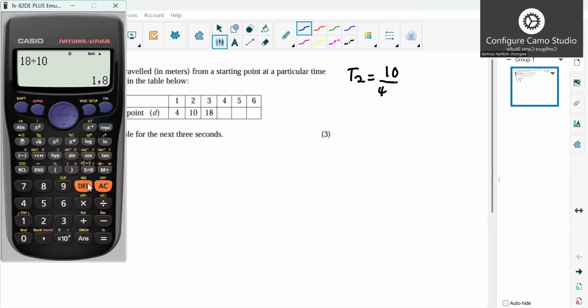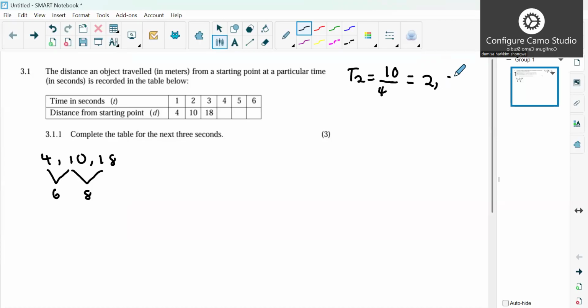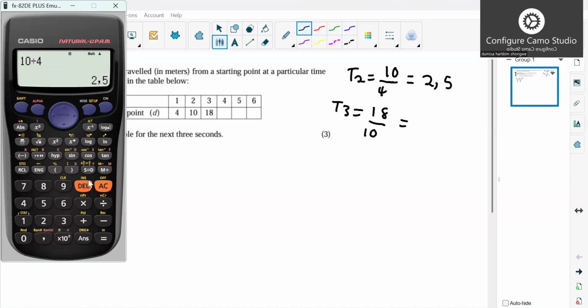If you say 10 divided by 4, you're going to get 2,5. Okay, it's 2,5. Now, this is the first ratio. Let's check the other ratio. We're going to say term number 3, which is 18, divided by 10. If we say 18 divided by 10, it's going to give us 1,8.